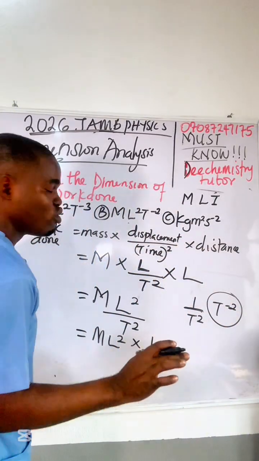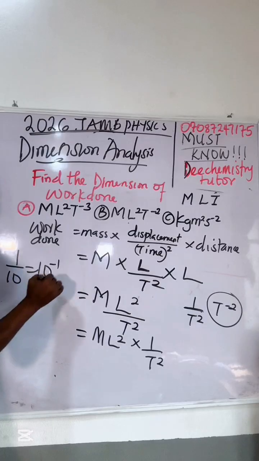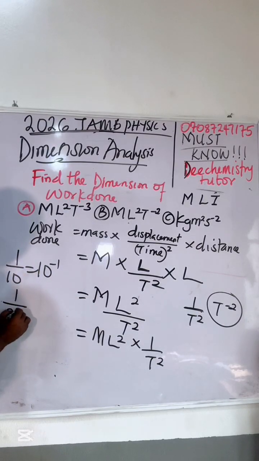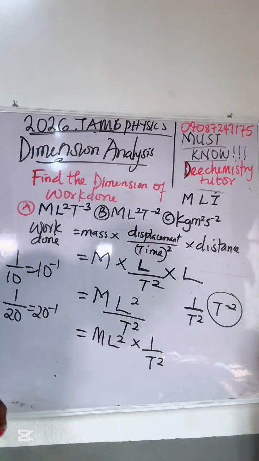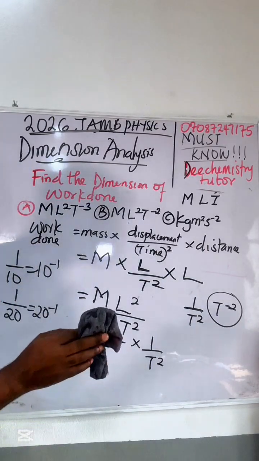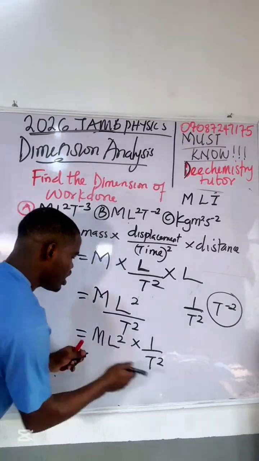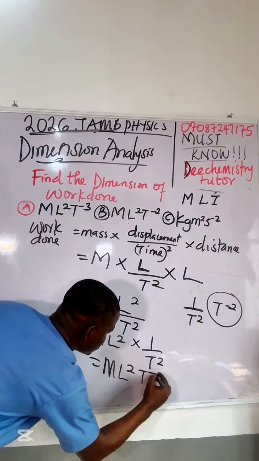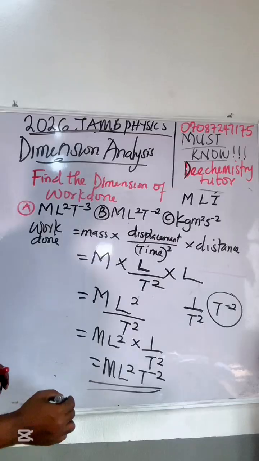It's a normal rule. Just like if I have 1 over 10, it's actually 10 minus 1. If I have 1 over 20, it's 20 minus 1. 1 over 5 is 5 minus 1. Those are simple rules that you must know. So from here, this comes here and this becomes M L squared T minus 2. So that's the formula. So that's the answer.